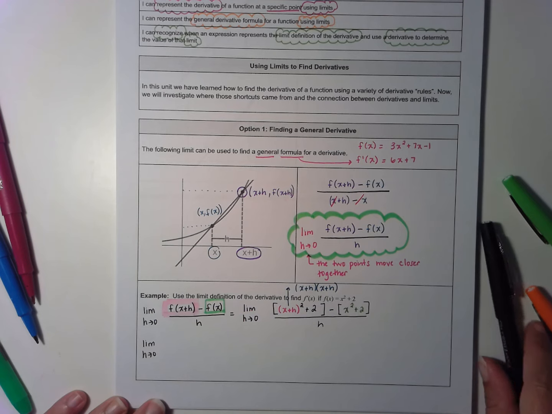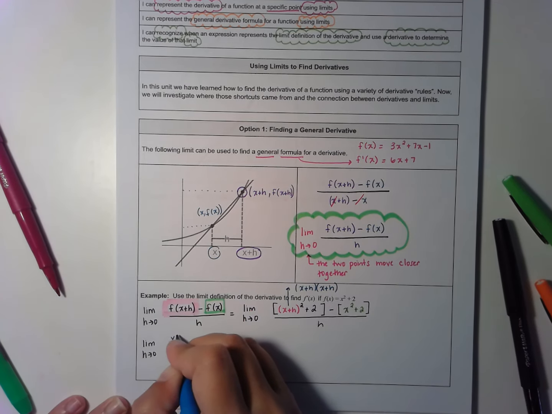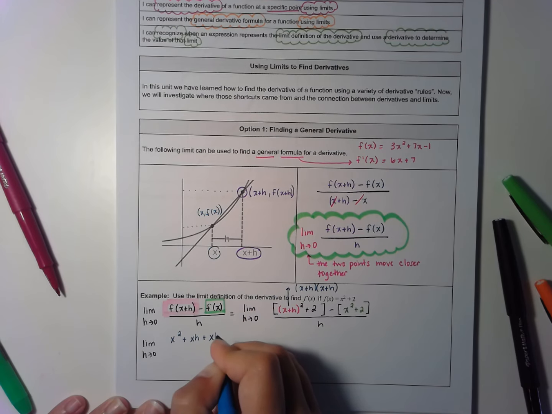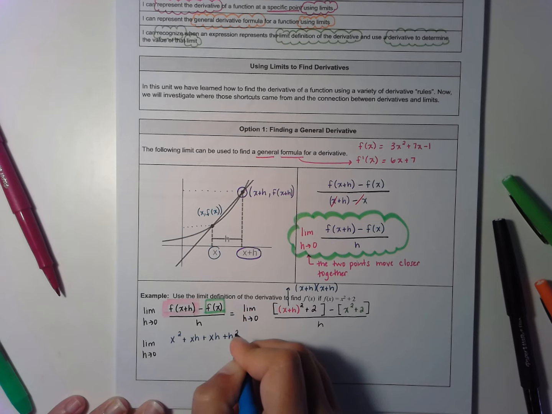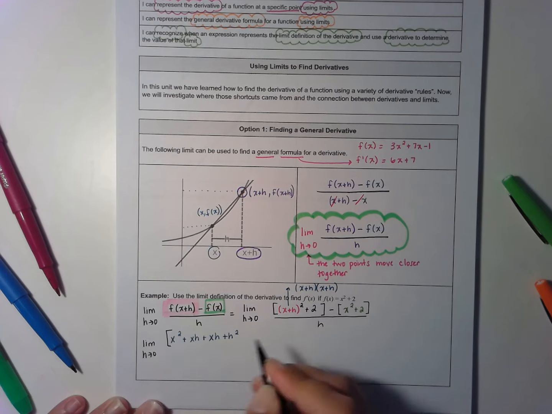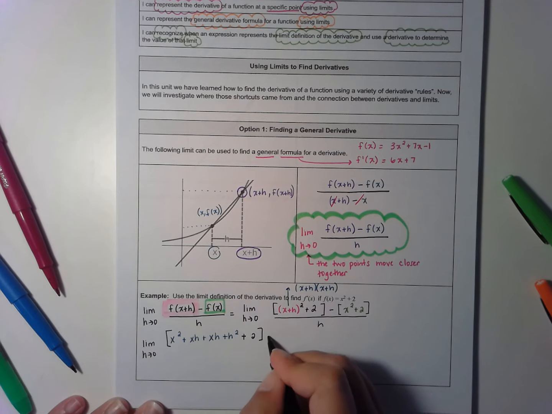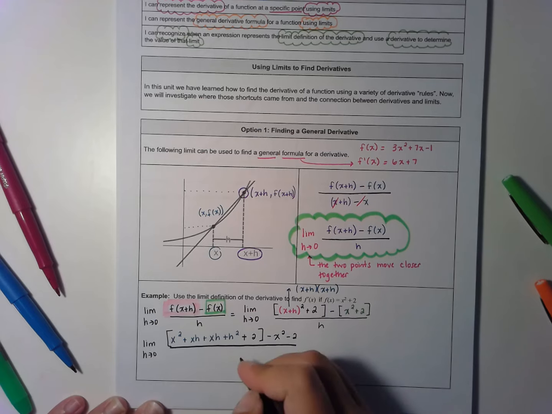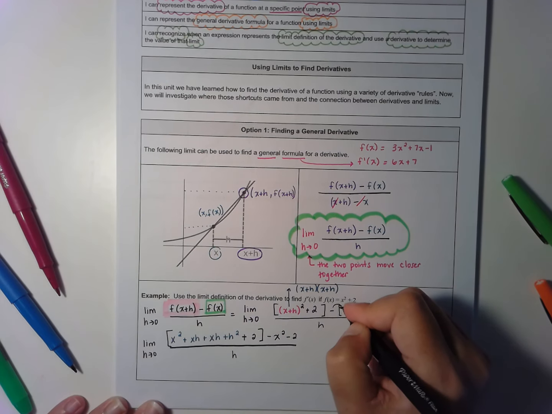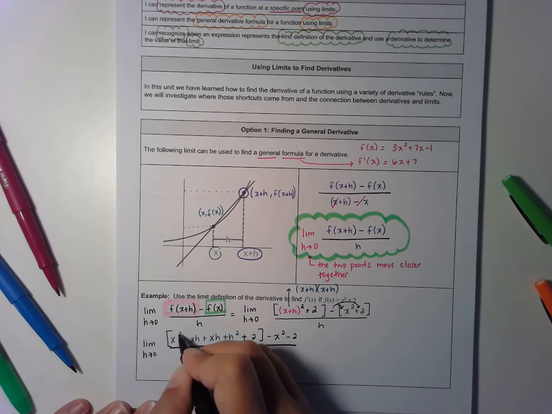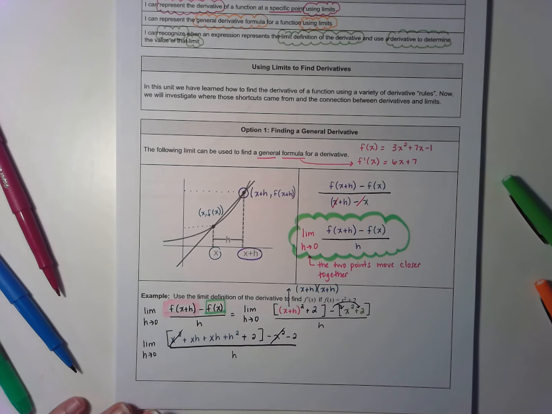When I distribute here, I get x squared plus x times h plus x times h plus h squared. And that's just what used to be the pink part right here, plus 2. And then I'm going to go ahead and distribute this negative. So I would have negative x squared minus 2, all over h. So I just distributed the negative here. Then we can simplify again. So x squared minus x squared simplify out and make 0.